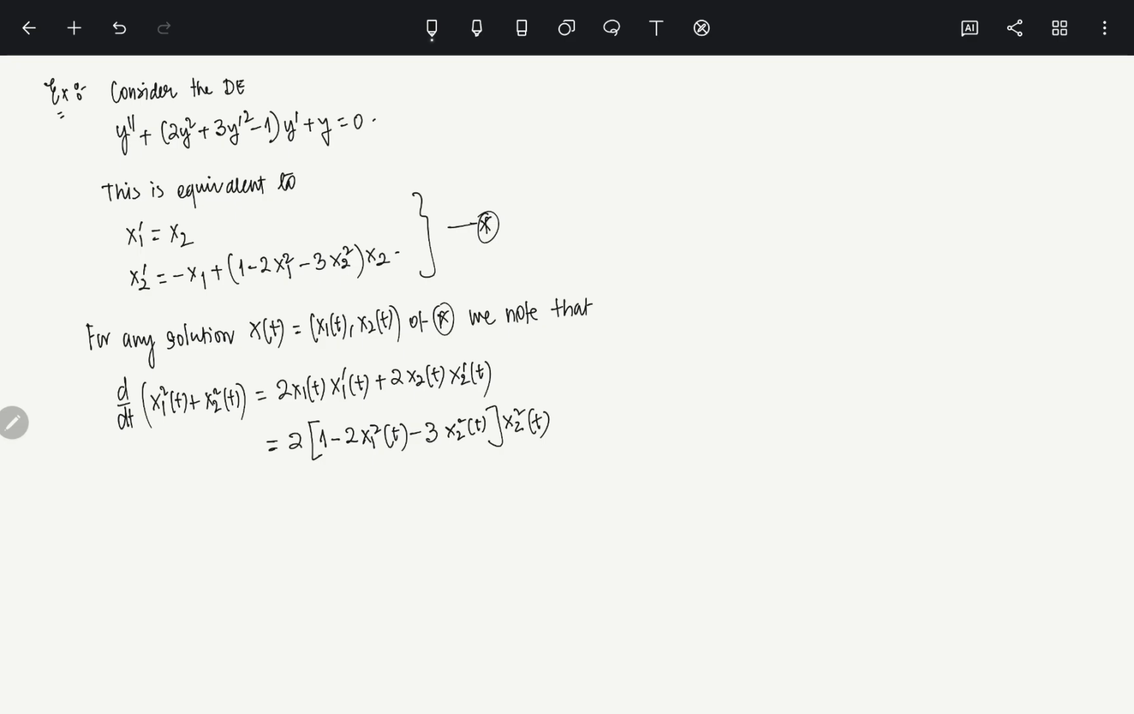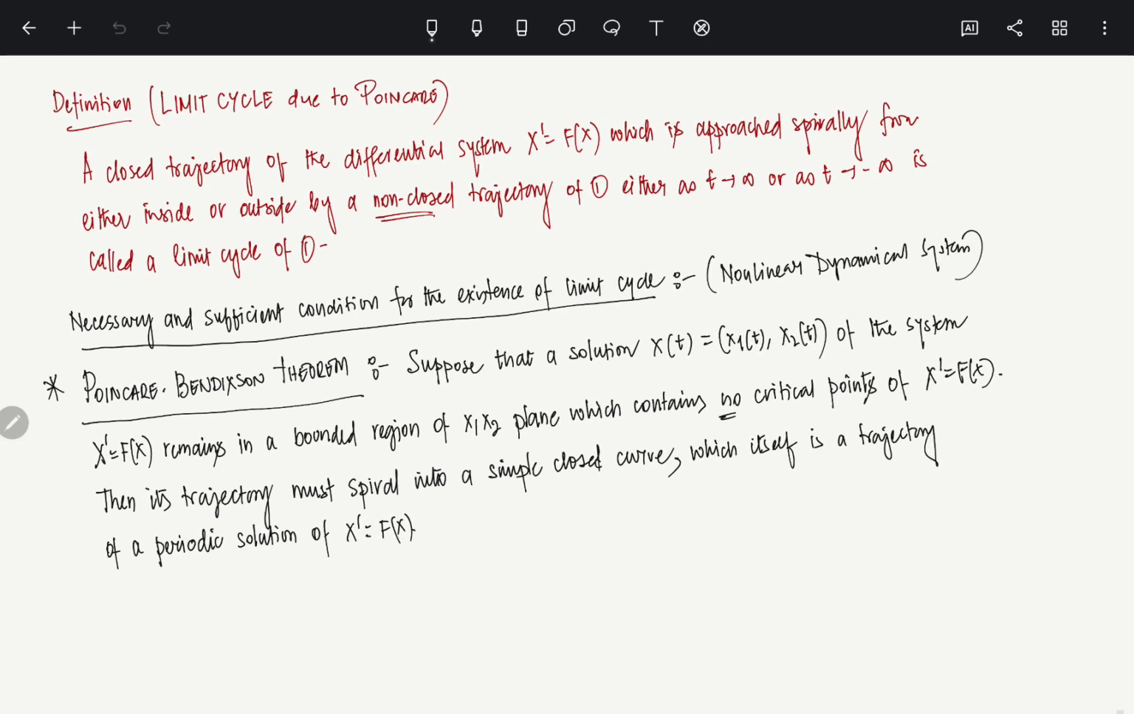Now the thing is this. We want to find out whether there is a limit cycle or not, without explicitly solving this problem. We are just trying to find out whether there is a periodic solution for this problem or not. So by this Poincare-Bendixson theorem, what we need to do is find a solution which is trapped inside a bounded region which doesn't have any critical points. That's what we need to do.